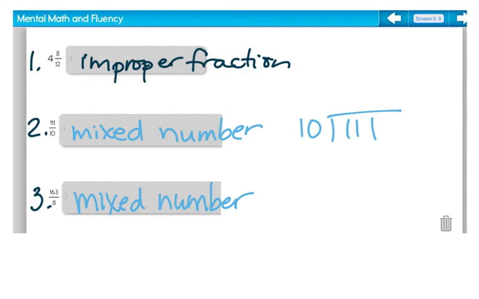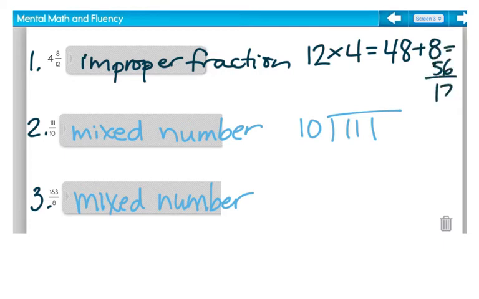One way that you can change 4 8/12 to an improper fraction is you can take the denominator, 12, times the whole number, which is 4, that's 48, and add in the numerator. So you would get 56 twelfths.